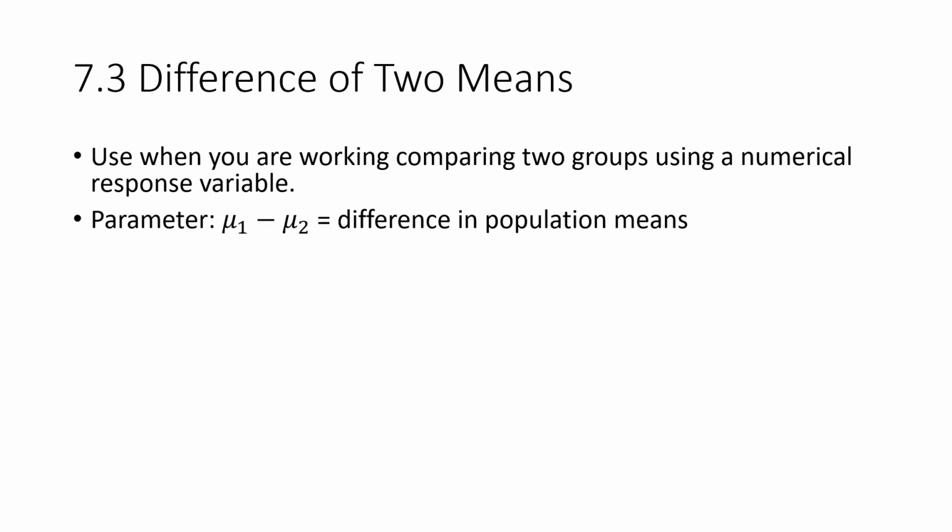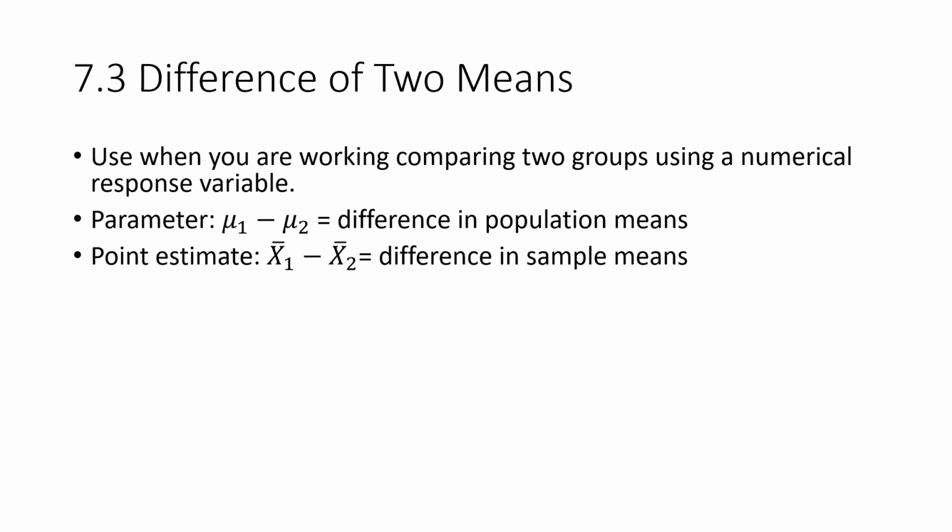In this situation, the parameter of interest is the difference in the two population means, mu1 minus mu2. And the point estimate for the difference in the population means is the difference in the sample means, x bar sub 1 minus x bar sub 2.